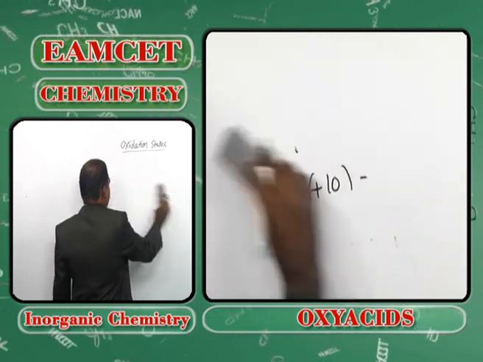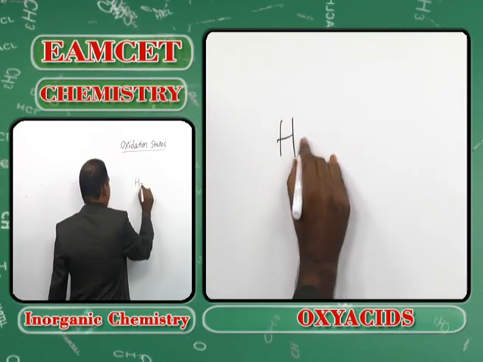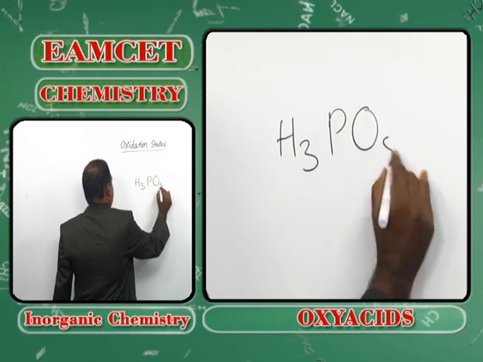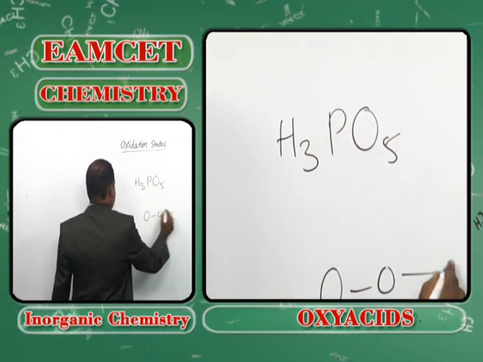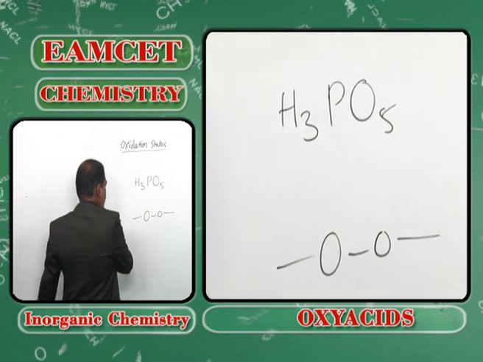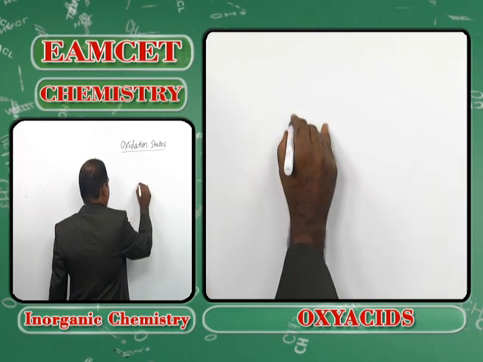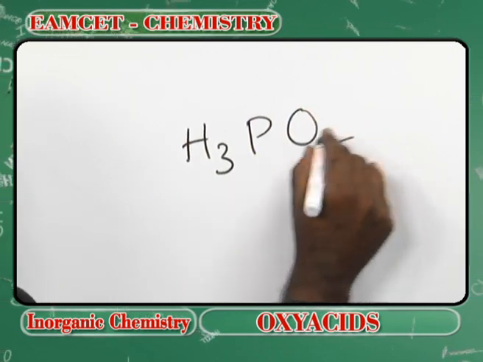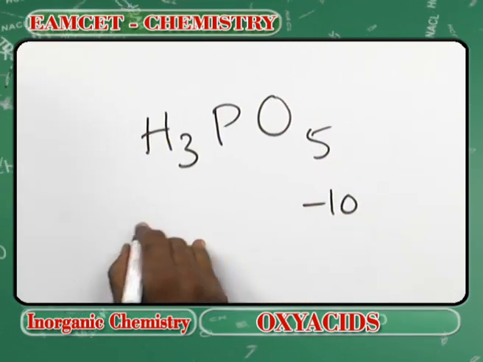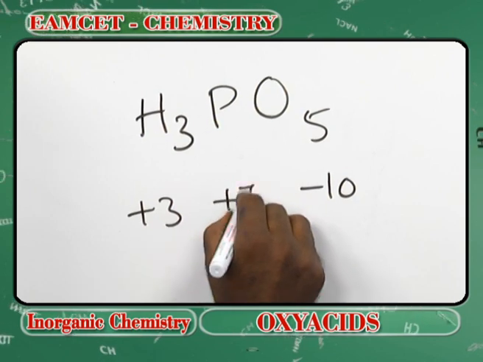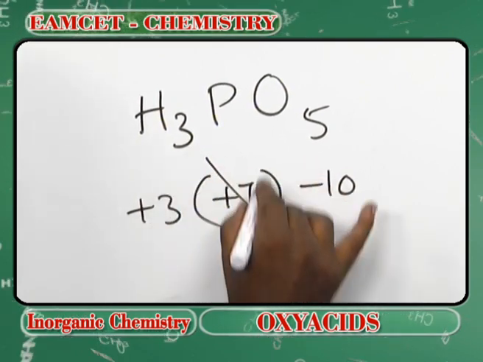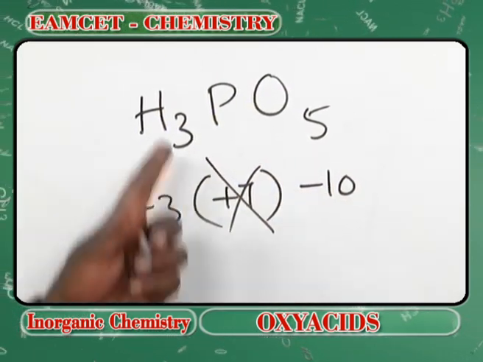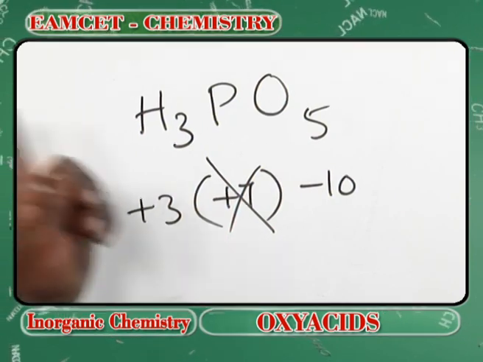Next, let us check another molecule. H3PO5. Does this contain an oxygen single bond, which is called a peroxy bond? How to check? H3PO5. 5 oxygens minus 10, plus 3, so plus 7. Once again, impossible. Why is it impossible? Phosphorus maximum is plus 5 only.